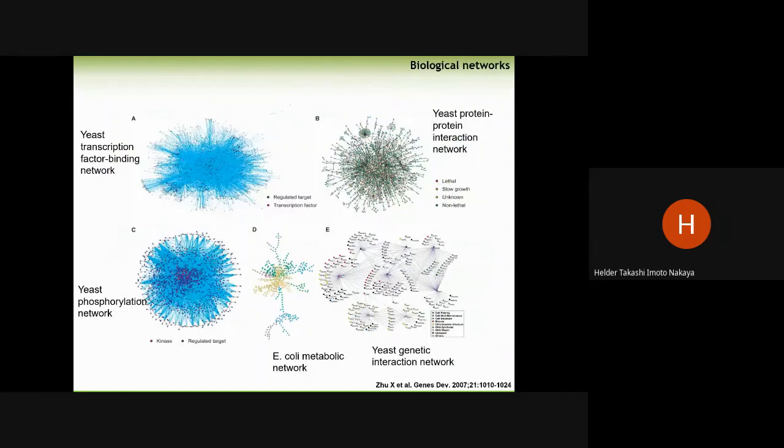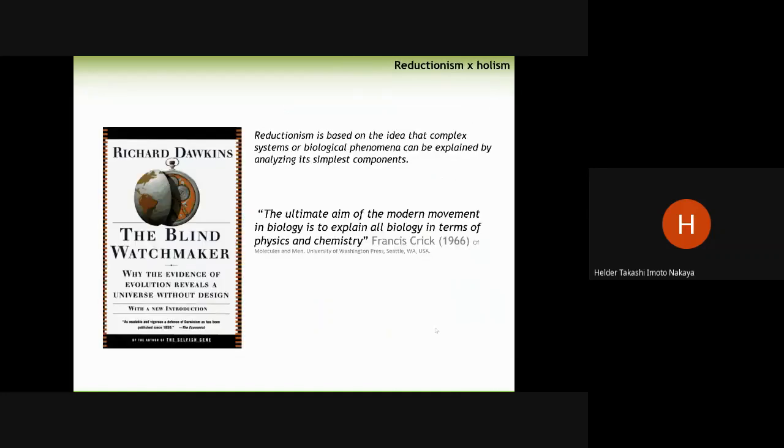So if you take a look at the yeast transcription factor binding network, where the nodes are transcription factors and the genes that are transcribed by them, the protein-protein interaction network, the phosphorylation network, the metabolic network, genetic interactions, you see that inside the cells, we actually have huge and complex networks.